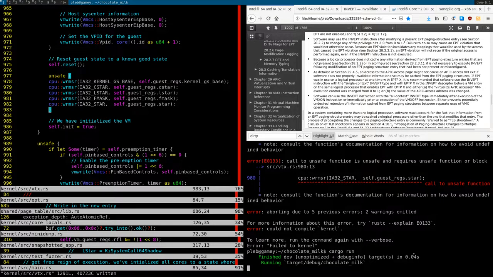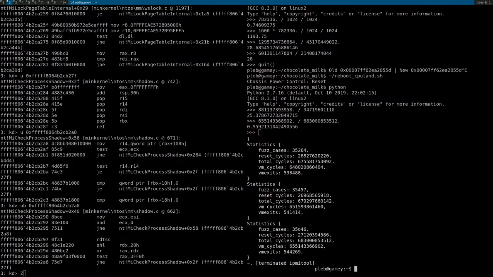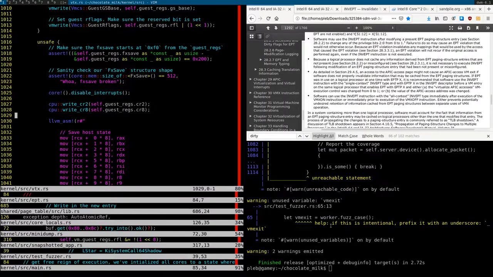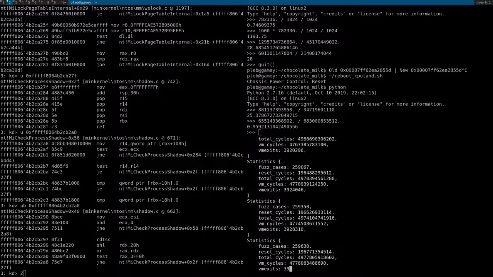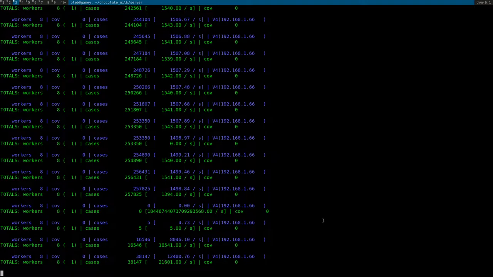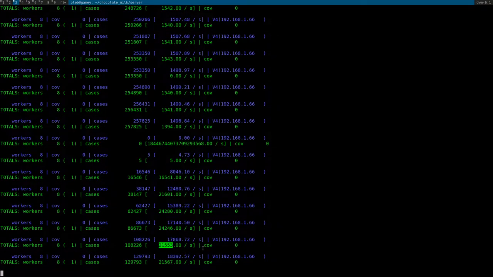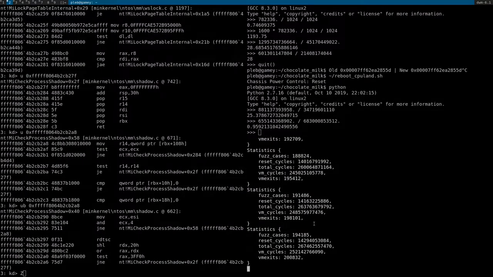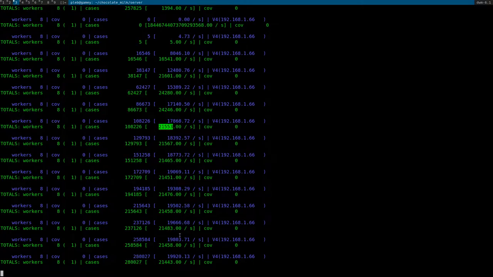Those are expensive, right? MSRs are very expensive. There we go. Holy shit. That's where our perf was.